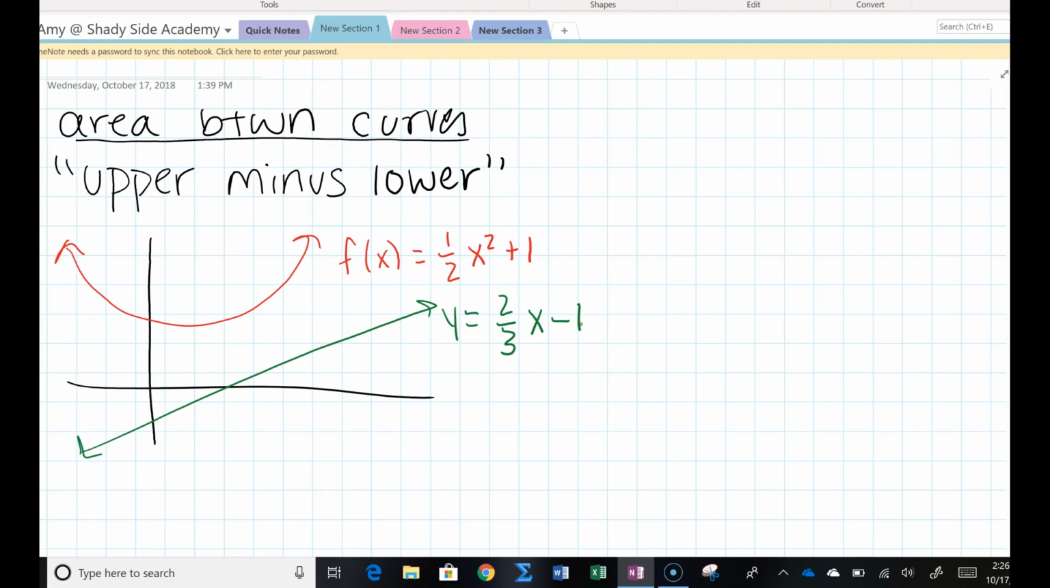I'll put that in a second. This is at x equals 0. This is going to be right here. This is the value at x equals 3/2 or 1/2. Okay, so looking at the area between two curves.